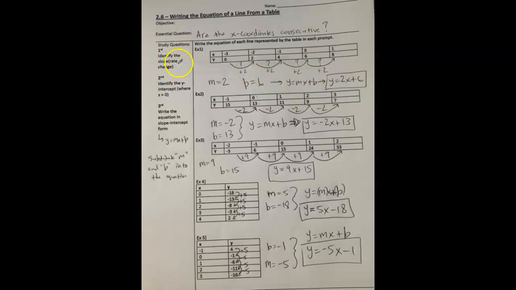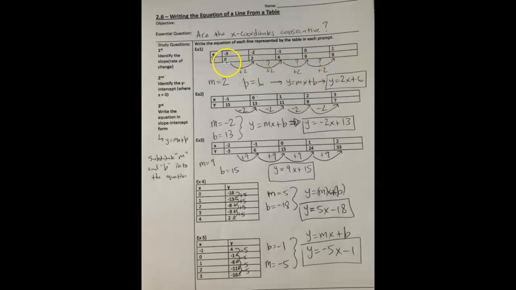So anyhow, you see the steps. First thing I'm going to do, once I recognize the x coordinates are consecutive, is identify the slope by looking at the y coordinates and verifying not only how much they're changing by, but whether it's adding or subtracting, and of course also verifying that it is the same consistent constant amount each time.